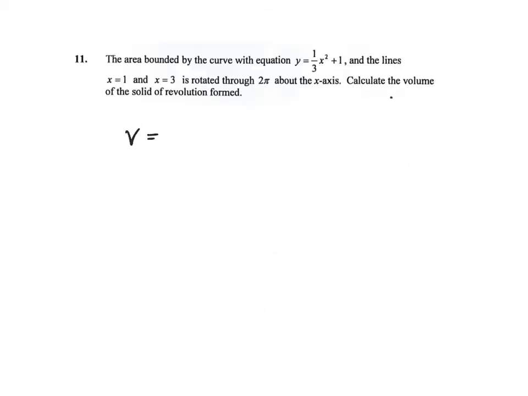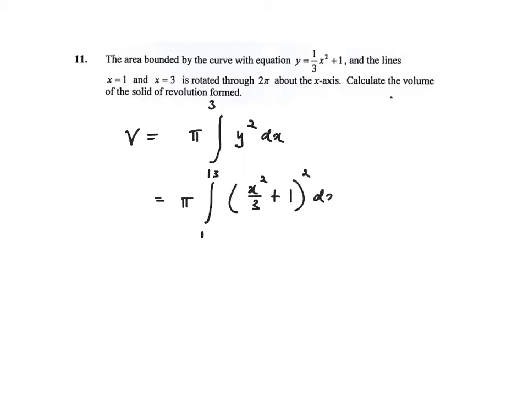The volume formed by the solid of revolution is given by the formula pi times the integral from 1 to 3 of y squared dx. And that gives us x squared over 3 plus 1 all squared dx. So that's x to the 4 over 9 plus 2x squared over 3 plus 1.